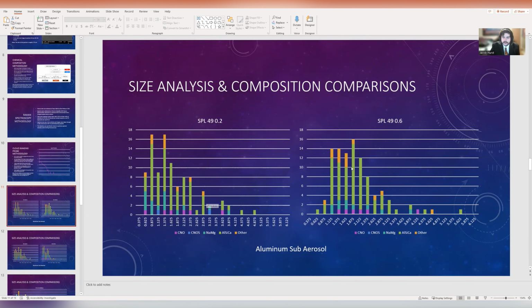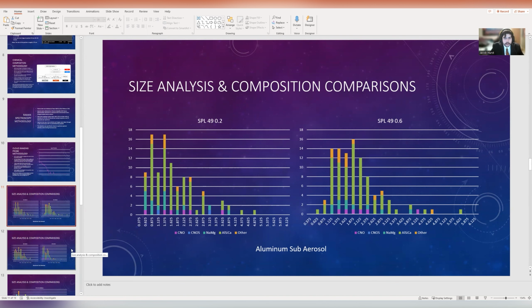As we can see, primarily we're looking at aluminum, silicon, calcium as our primary group of particles. Yeah, composition. We can also see here that, as we would expect, there is a larger density of particles at a smaller range here than over here at 0.6. So the 0.6 nozzle is letting in larger particles than the 0.2, which establishes that our nozzle size changes are actually working.